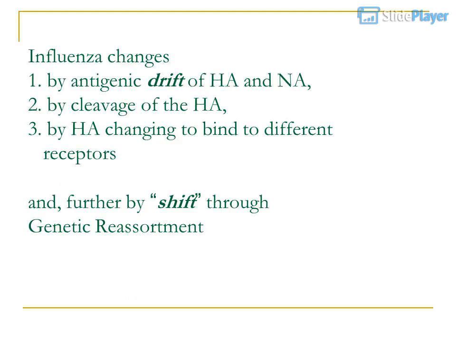Influenza changes: 1. By antigenic drift of HA and NA, 2. By cleavage of the HA, 3. By HA changing to bind to different receptors and, further, by shift through genetic reassortment.